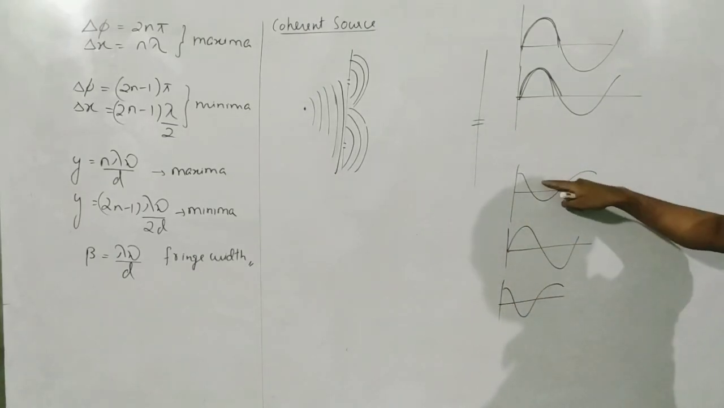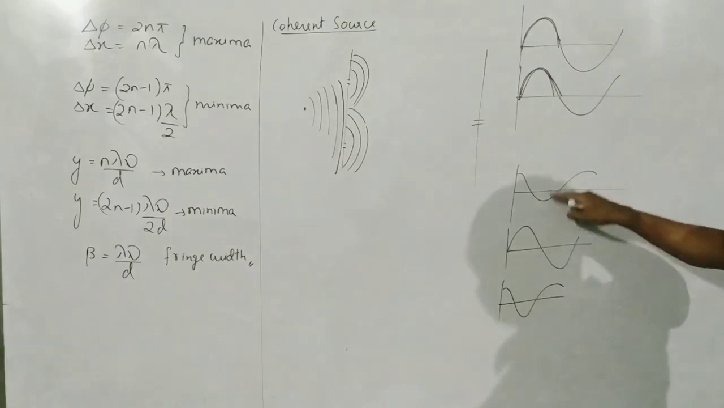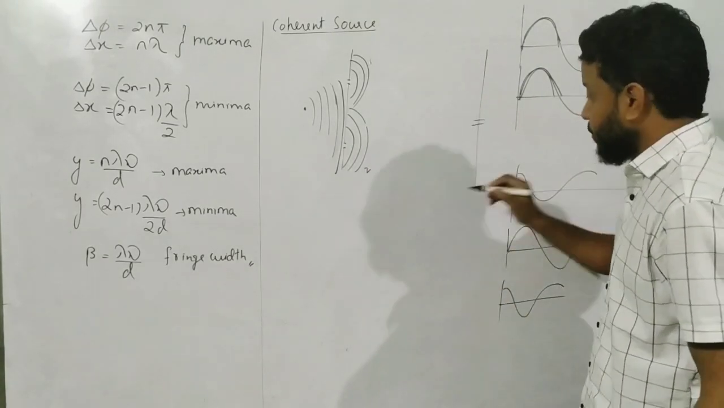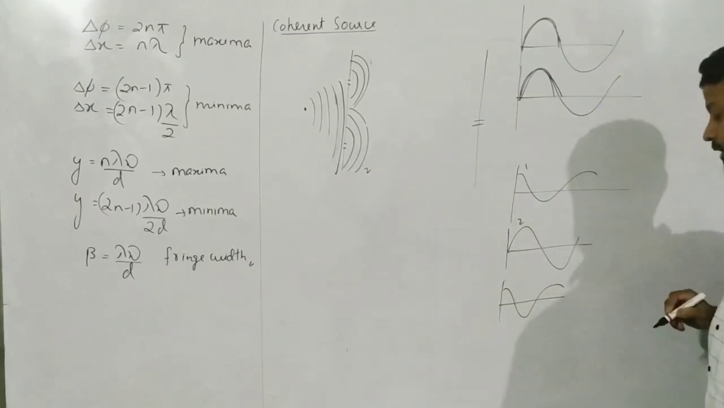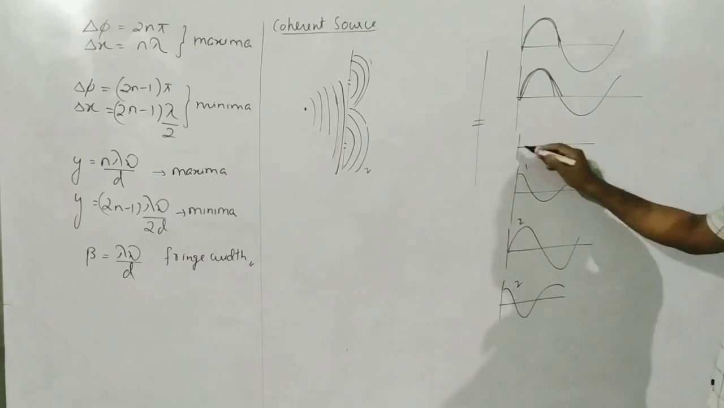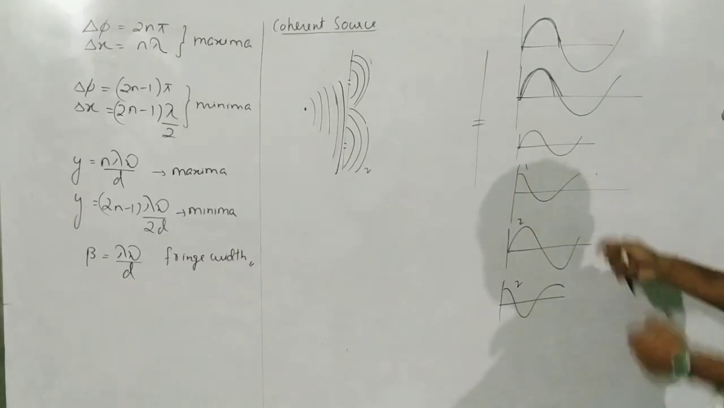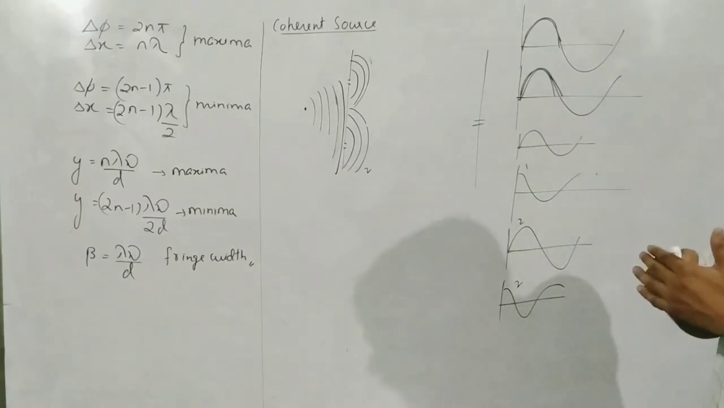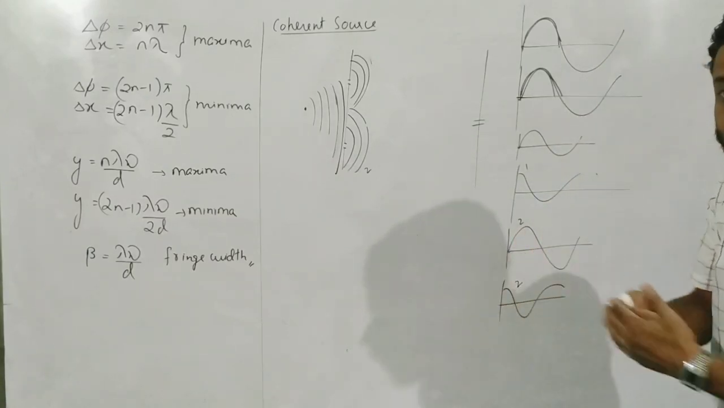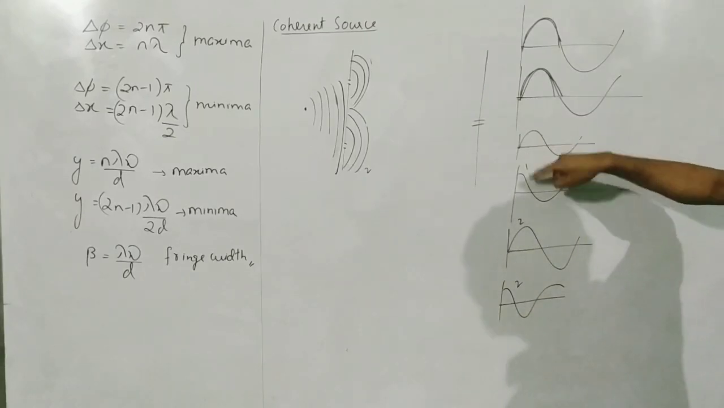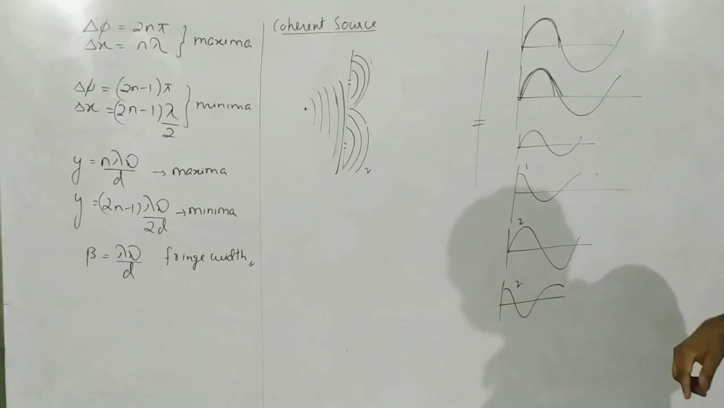That means these are the 2 waves. Let us consider wave 1 and wave 2. This is wave 1, this is wave 2. Then wave 2 becomes like this. Then again wave 1 becomes like this. So what is happening here? The same crest and crest are not overlapped throughout a longer duration of time. That means the phase difference is changing constantly. Phase difference is changing continuously.